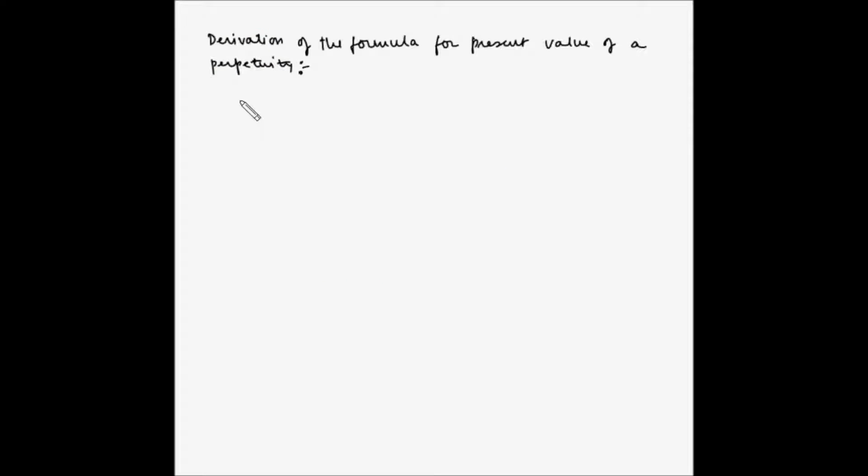So let us now look at the mathematical derivation of the formula for the present value of a perpetuity. So let's say this is our perpetuity, where I is the rate of interest per annum and A is the amount of perpetuity or amount of annuity. I mean, perpetuity is nothing but an annuity with an infinite time period. So we can call this amount annuity or perpetuity. Now, in order to find the present value, each of these annuities or perpetuities has to be discounted.